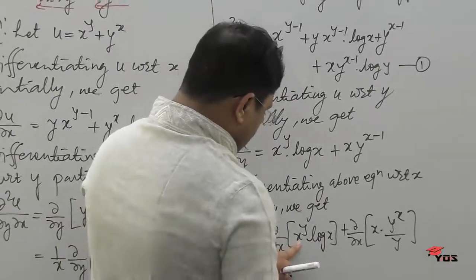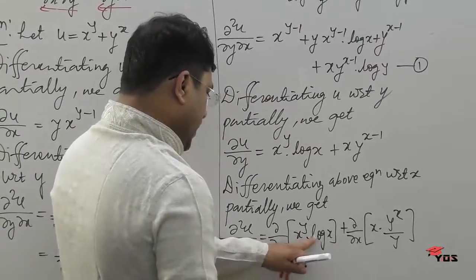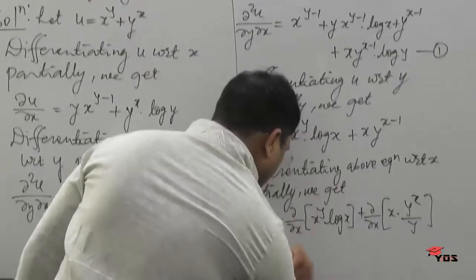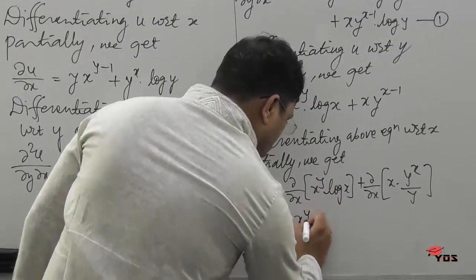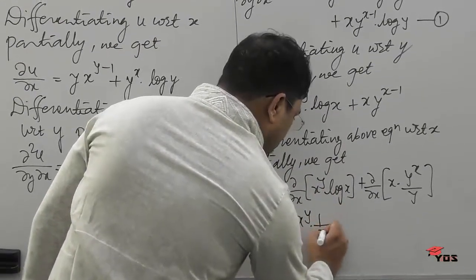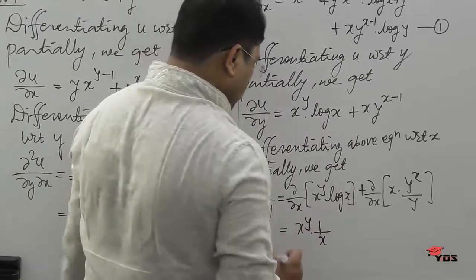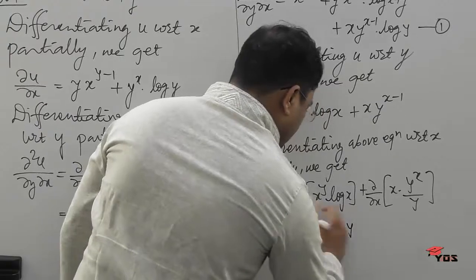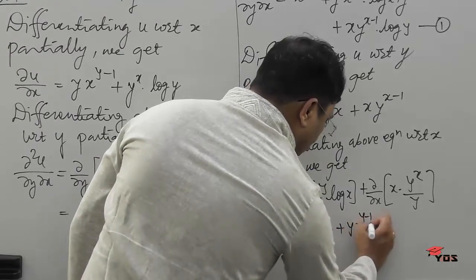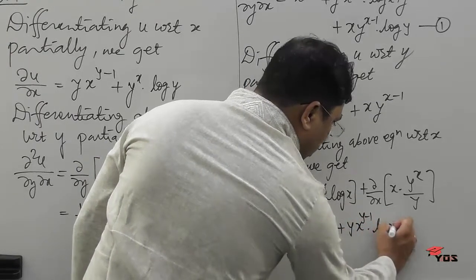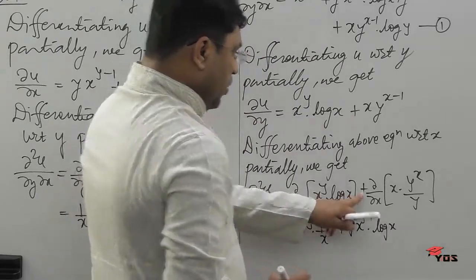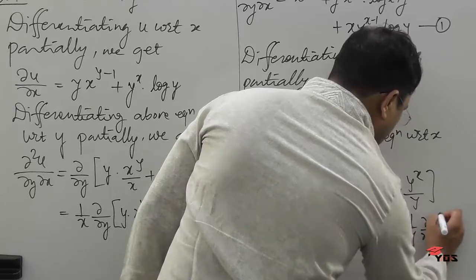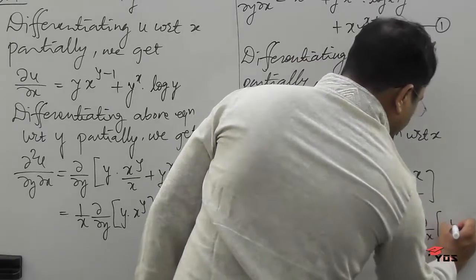Here this term x raised to y and log x both are functions of x, so we have to use the u into v rule. So if we use the u into v rule, we have x raised to y into the derivative of log x, which is going to be 1 by x, plus here we'll be having the derivative of this term, y x raised to y minus 1, and this log x remains as it is. Now here we consider this 1 upon y is a constant, so ∂/∂x of x into y raised to x.